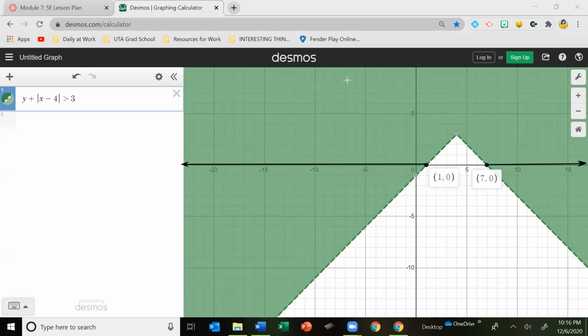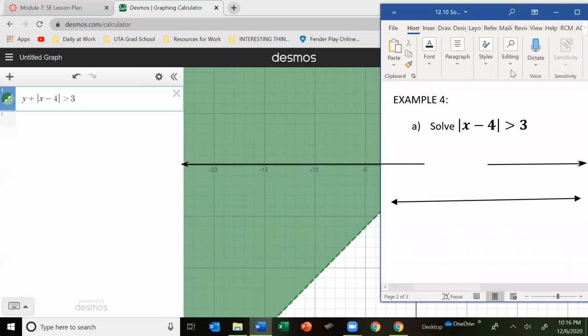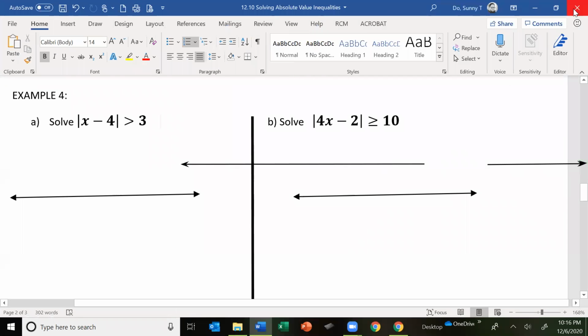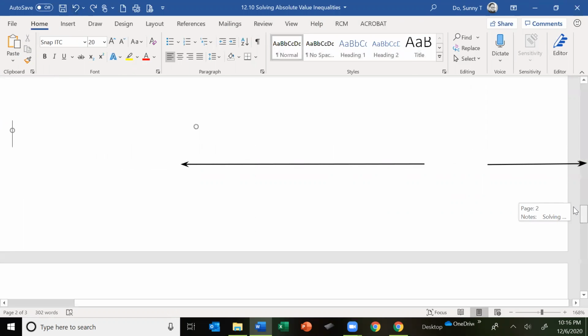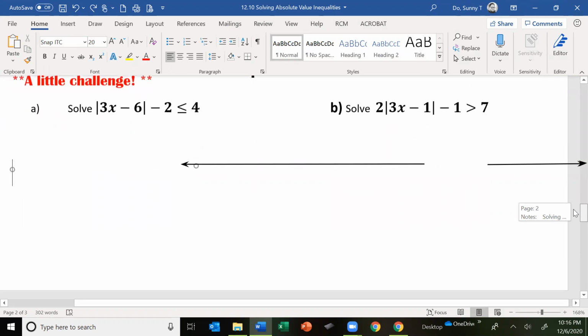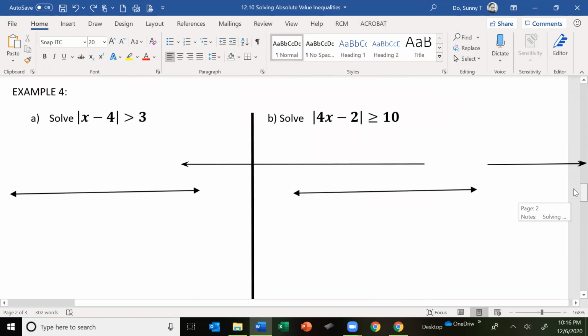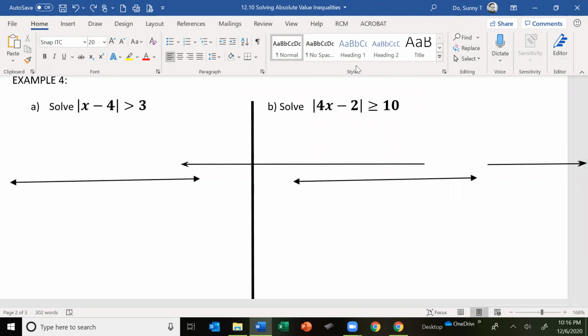Again, we're going to start with the two special points, that is 1 and 7. x equals 1, x equals 7. Oh, what's going on here? The graph has gone crazy. Where am I? Okay, right here.